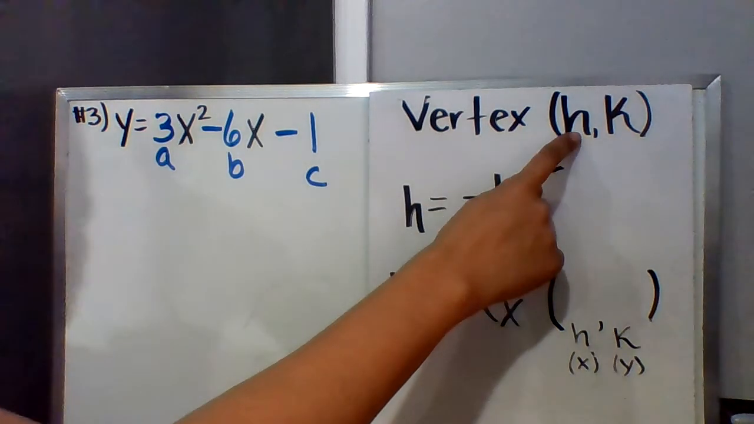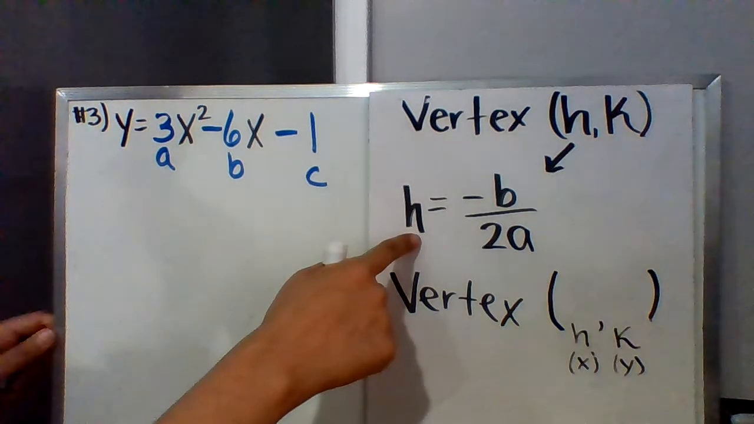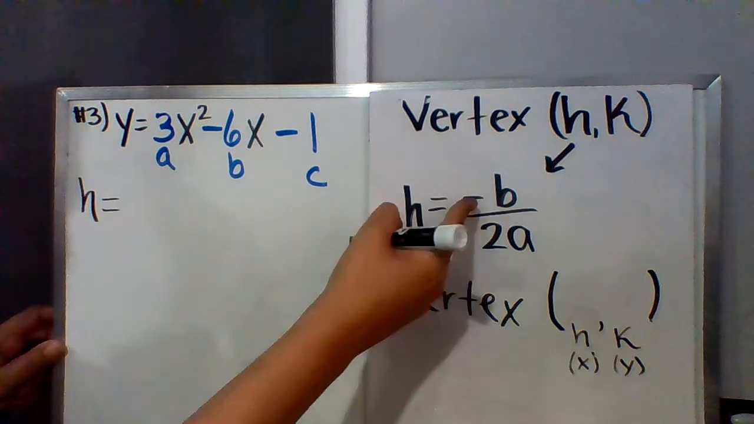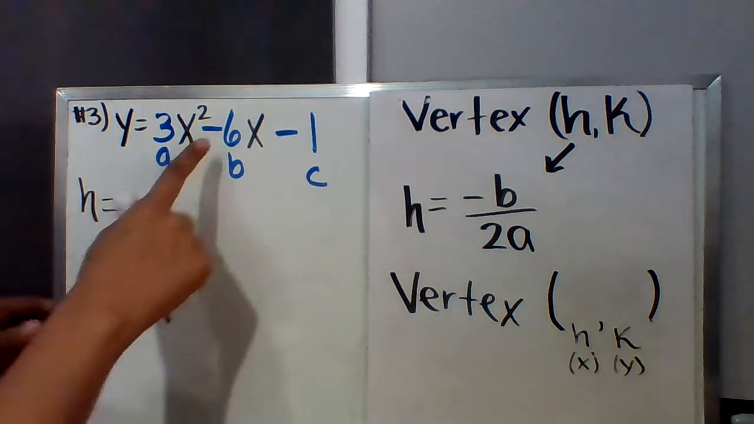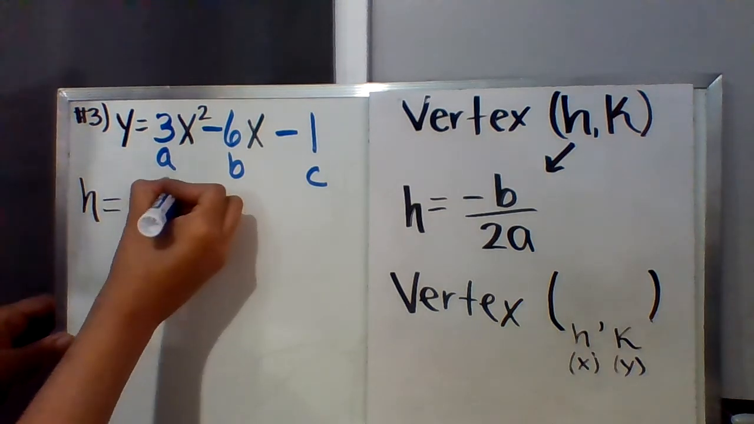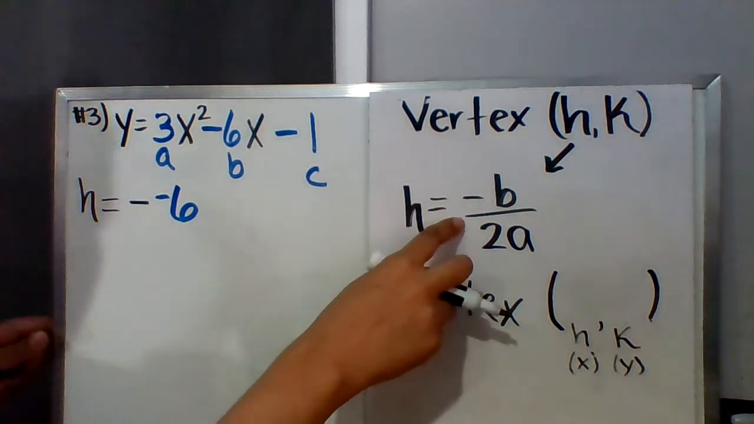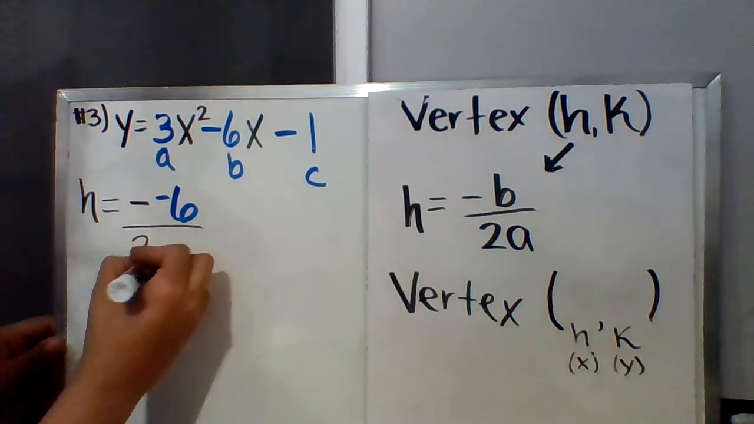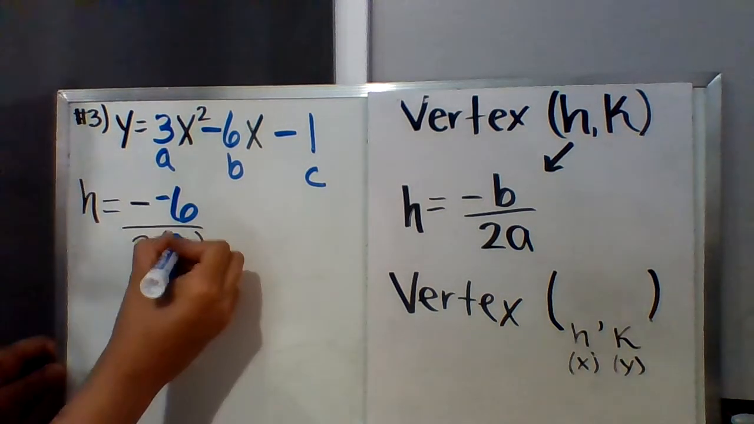We need to find the H, and then we need to find the K. So for the H part, I'm just going to copy it exactly as it is. H equals negative. And then I need to get B, and B is -6. And then the formula says to put a line underneath it, put a 2, and we're going to multiply that with A. And in this problem, A equals 3.